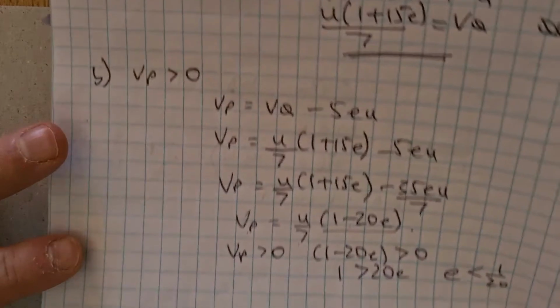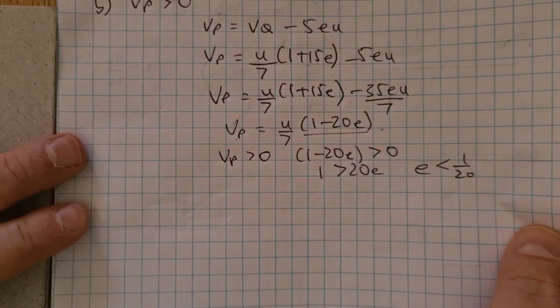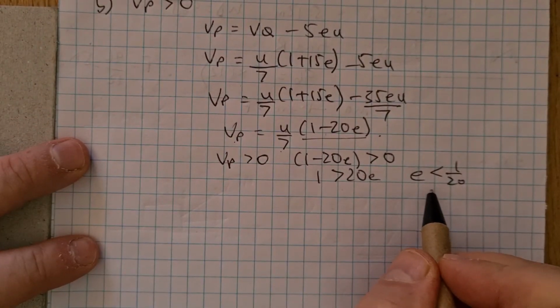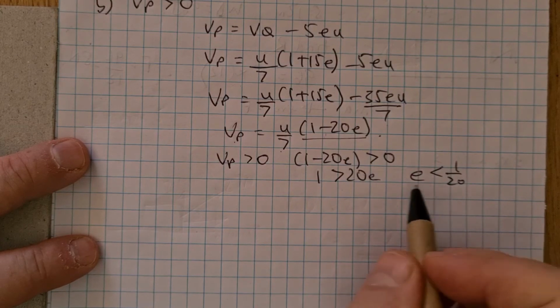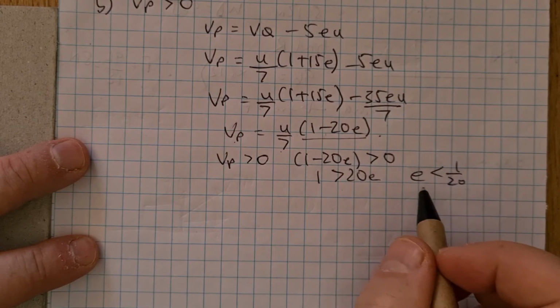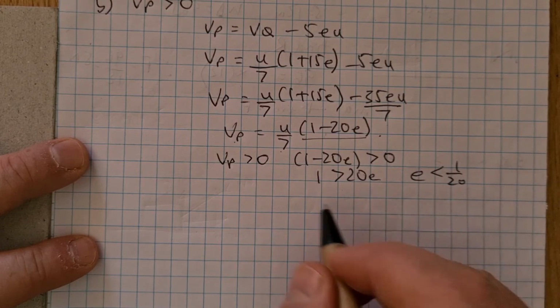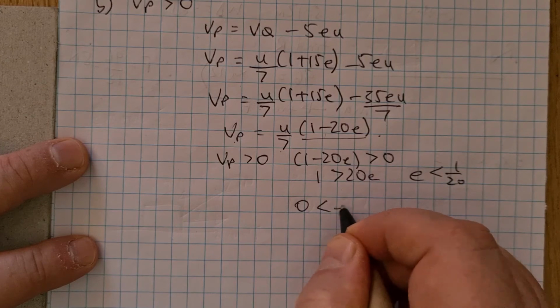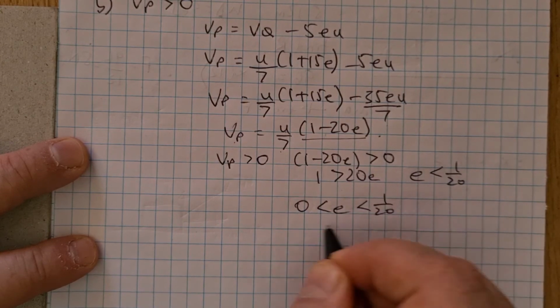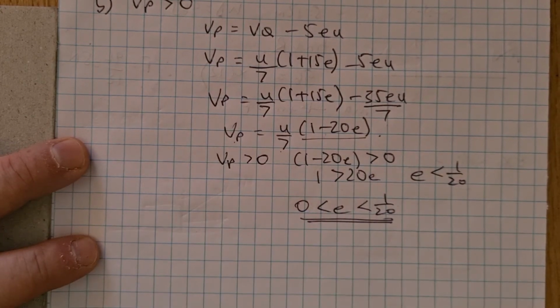However, it does state the range of possible values of E. So in an exam, if you left the answer like that as they have in the textbook, you could risk losing a mark. Because when we first introduced E, we know E varies between 0 and 1. So therefore, we can say that 0 is less than E, which is less than 1/20th, will be our range of possible values for E.